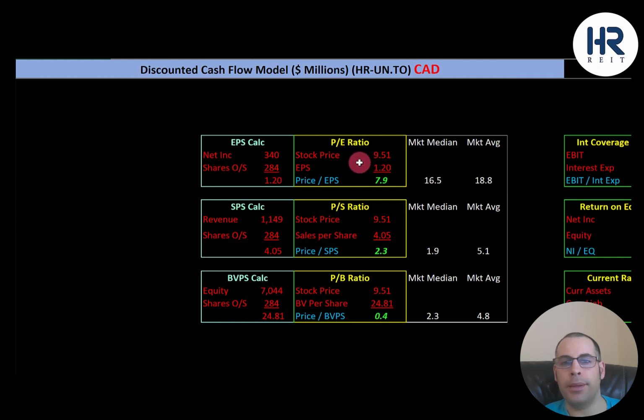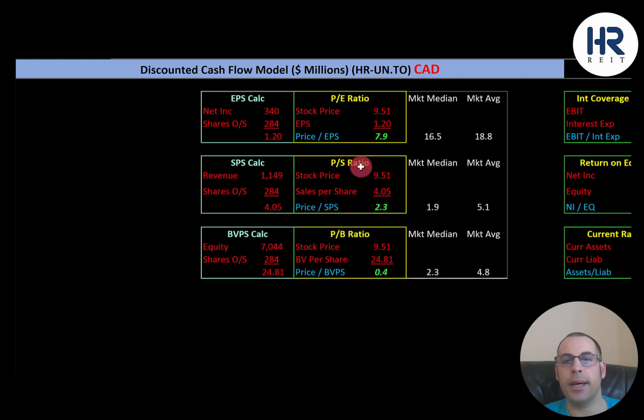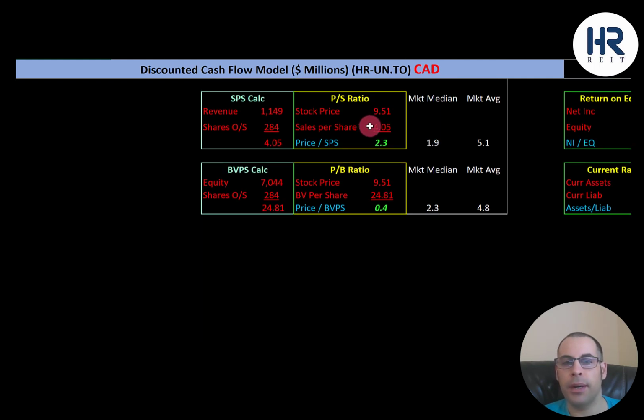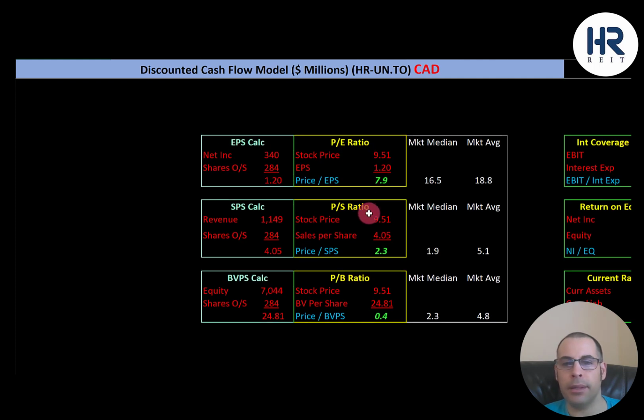They have a good PE, that's stock price over earnings per share. I like to see below 15, they're at 7.9. Good price to sales, that's stock price over sales per share. I like to see below 2.5, they're at 2.3. And a really good price to book, that's stock price over book value per share. I like to see below 3.5, they're at 0.4. So the reason these ratios look so good is because their stock price has come down so much.